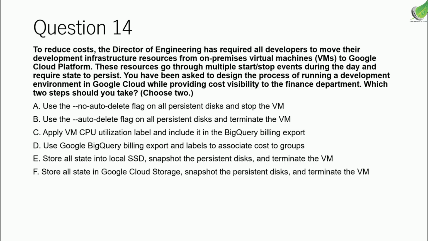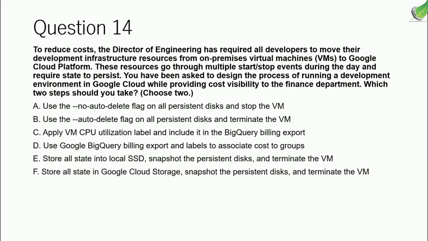They are not dynamic metrics like CPU usage. Let's look at option D. This is the standard and best practice on GCP for providing cost visibility, which solves the second part of our problem. You can export all your detailed billing data to BigQuery. Then, by applying labels to resources like VMs and disks, the finance team can run simple SQL queries in BigQuery to group costs and see exactly how much each team or developer is spending. This is a correct answer.